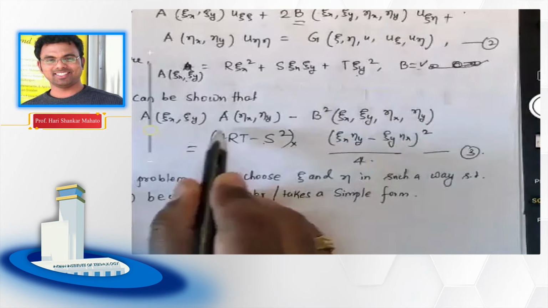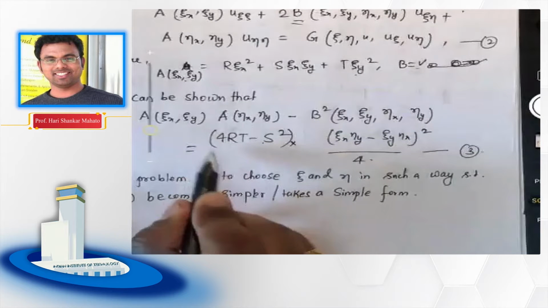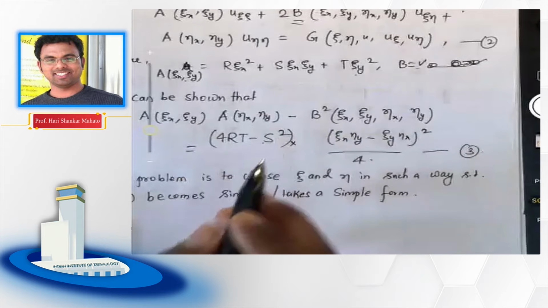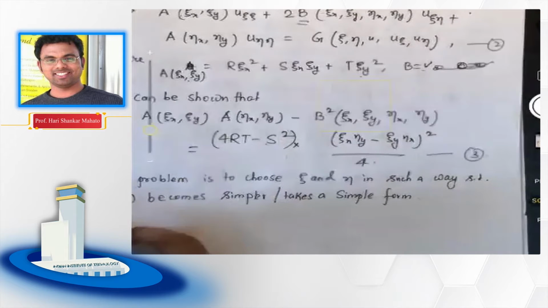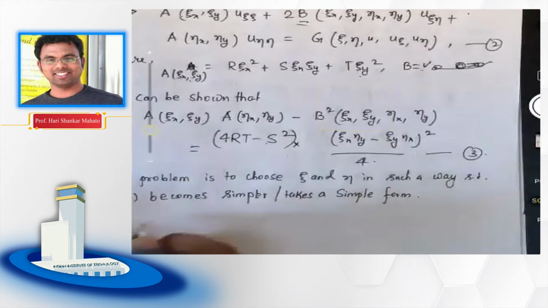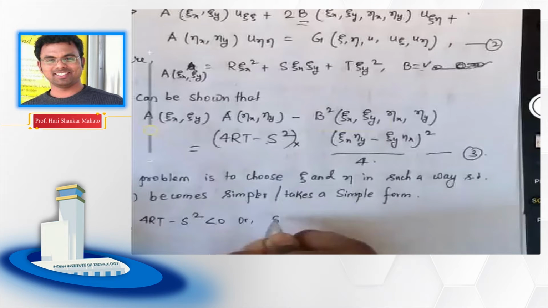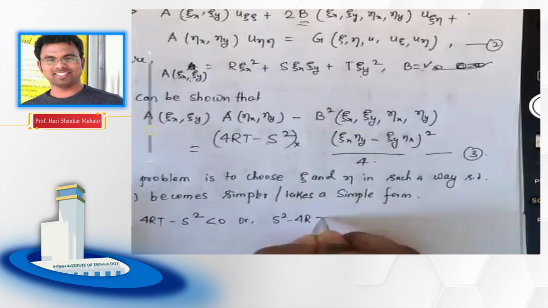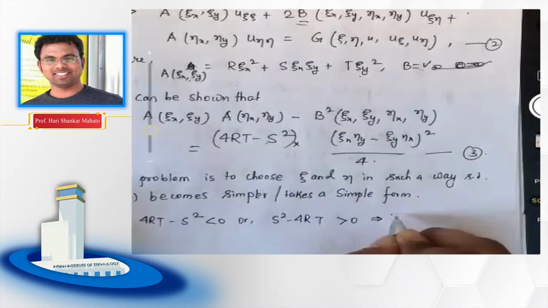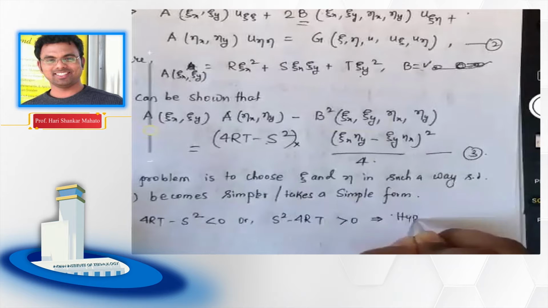Now we want to know what will happen when you have different signs of this. Okay, so let's say the first condition is when 4RT minus S square is negative, or S square minus 4RT is positive. Then this will imply the given PDE is of hyperbolic type, or it's a hyperbolic PDE.